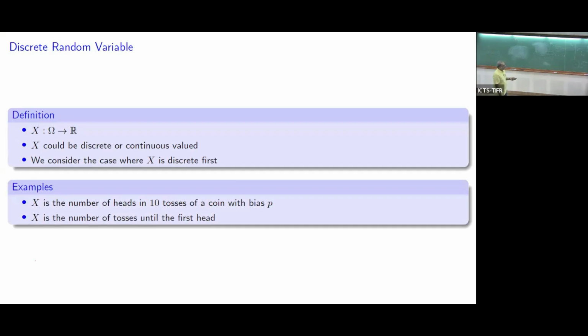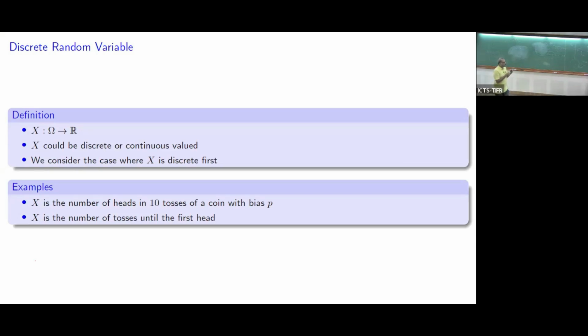Let's think about some examples here to understand what this is. Suppose we are talking about this coin toss. Suppose I have 10 coins and I toss them, and suppose I think that the coin will come up heads with some chance p, which may not be 50%. That p is called the bias of the coin. So I have 10 tosses of a coin, and x is the number of heads in the 10 tosses of the coin.